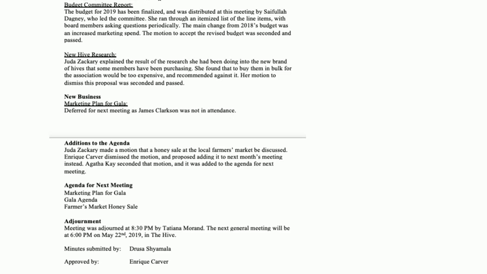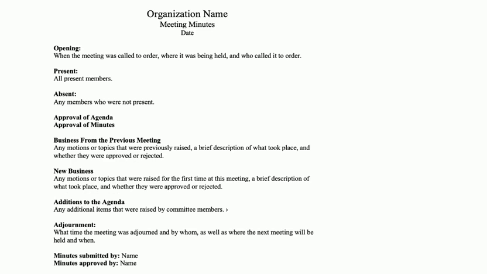If you want to write your own, I also have a sample that looks just like that. See that: opening, present members, names of present members, absent members, approval of agenda, approval of minutes, business from the previous meeting, new business, addition to the agenda, adjournment, minutes submitted by the name of a person who submitted minutes, the name of a person who approved the minutes. So this is the thing that we talk about in our sample.